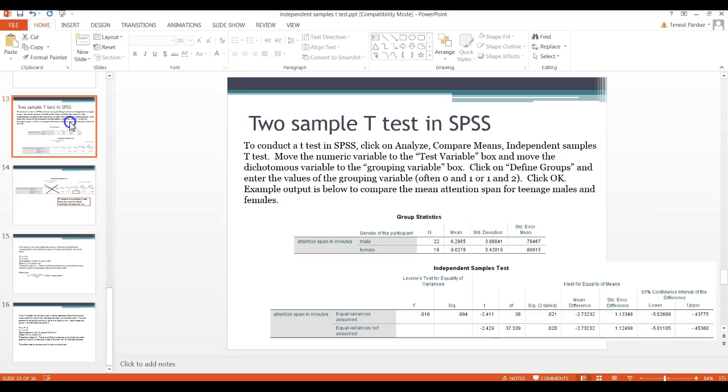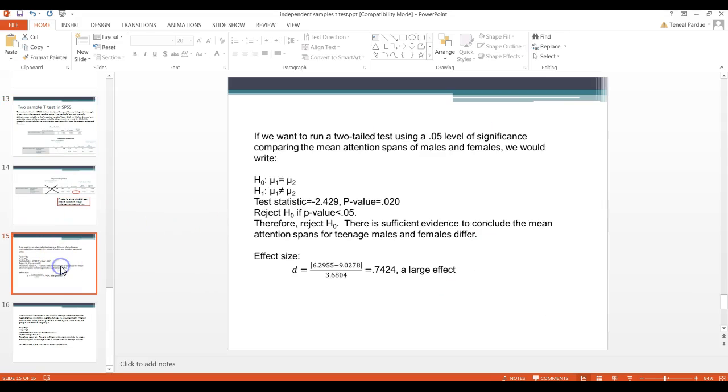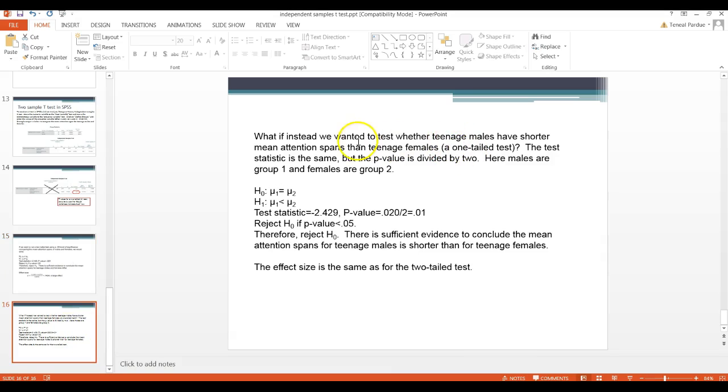And the way you know which way it goes is you look at the data here. This says that in the sample, females have a greater attention span than males. That means that if you're going to do a one-tailed test, the one-tailed test should be testing whether females have a greater attention span than males on average. Okay, so that's the direction I used.